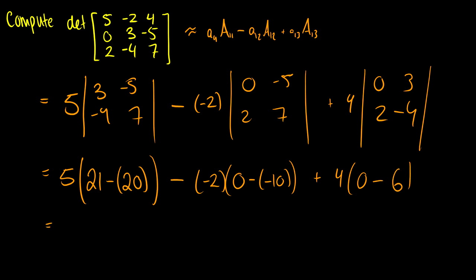Okay, so this is going to be 5 times 1, which is just equal to 5. We're then going to subtract, okay, so we have negative 2 times 10. That's negative 20. So we're going to subtract negative 20, so we're going to add 20. And then we're going to add 4 times negative 6, which is negative 24. So our determinant is going to be 1.